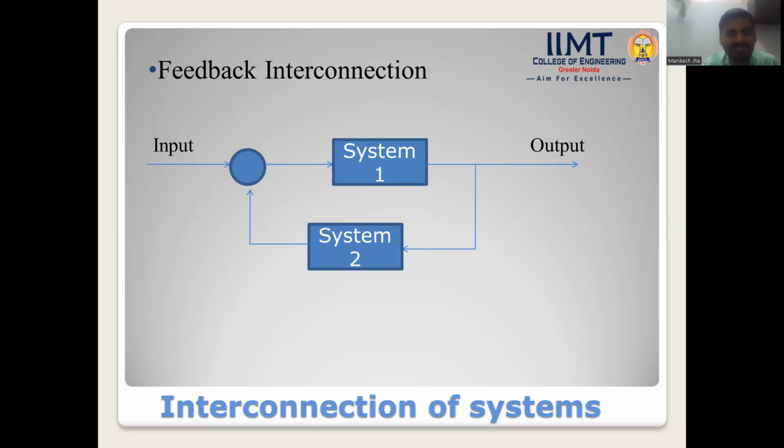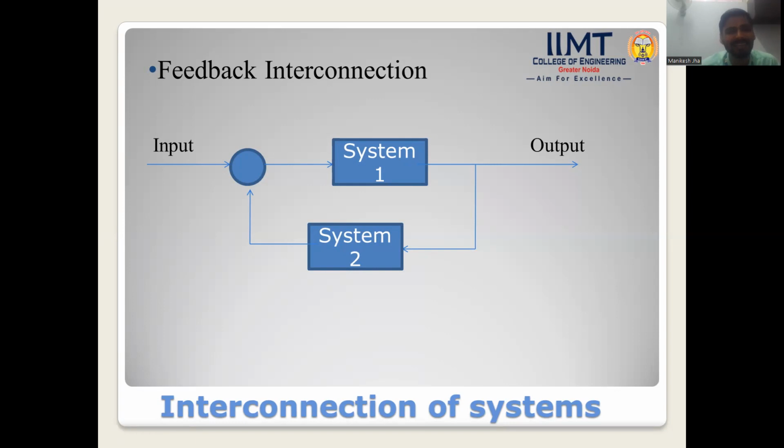So we assume system 1 and system 2. System 1 is the forward path and system 2 is the feedback path. We assume system 1, the forward path, has gain G, and system 2, the feedback path, has gain H. There are two kinds of feedback, so it may be negative or positive.